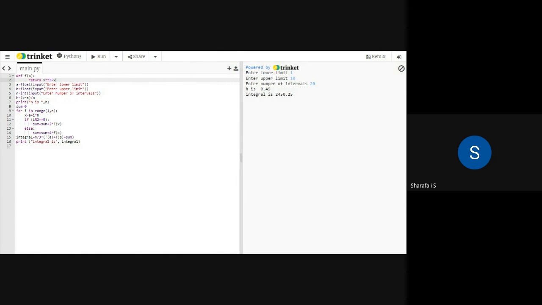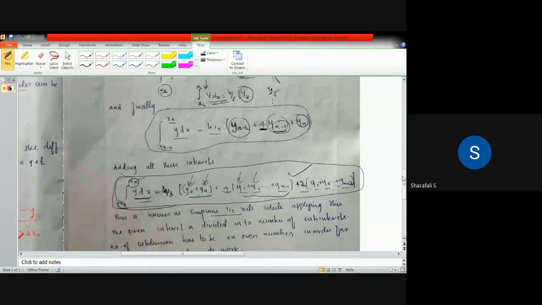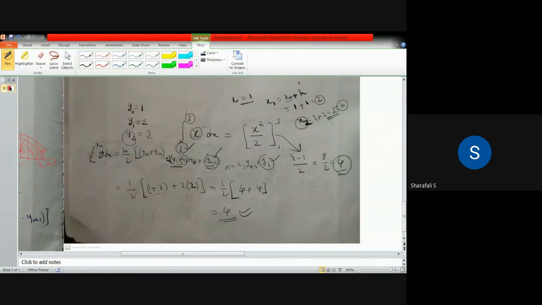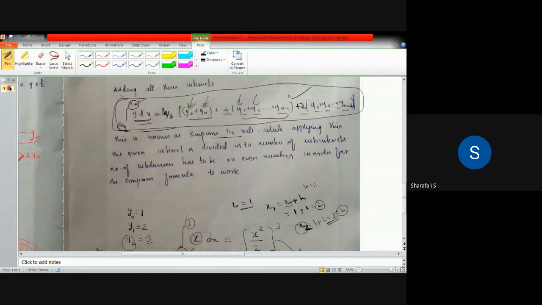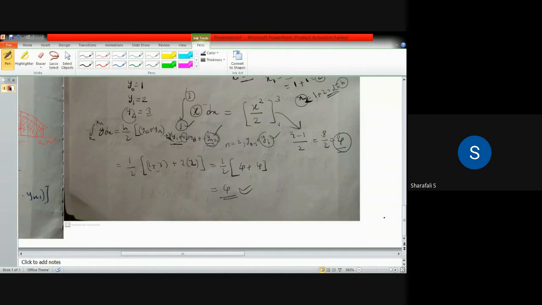I will just show that by sharing the PPT. So I will stop this presentation and go to the PPT slide. What actually happens when you have a large h value, so you are considering your curve like this. I'm just roughly drawing that. This is x and this is y, and you will have some curve like this.